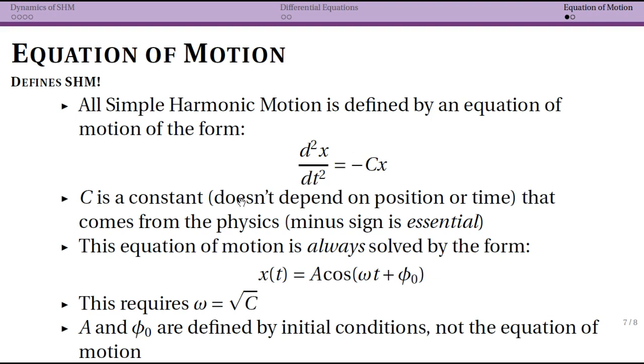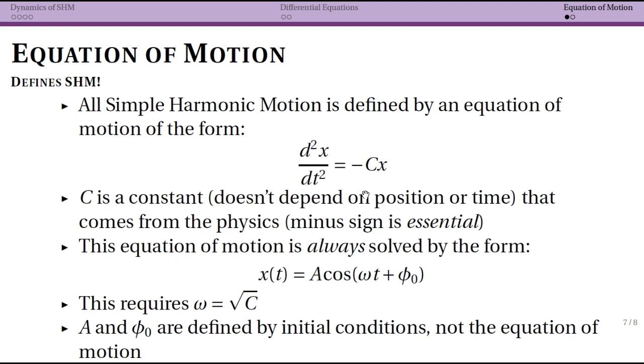So in this form, c is a constant. It doesn't depend on position, it doesn't depend on time, and it's actually going to come from the physics. So we'll look at different types of simple harmonic motion and what c is. Note that the minus sign here is essential, that this would be solved by e to the x if you didn't have this minus sign. So the minus sign tells you that it must be sinusoidal.